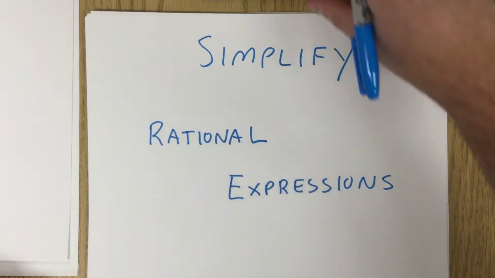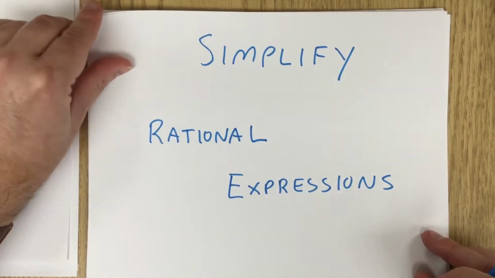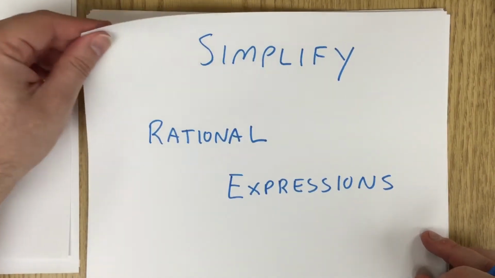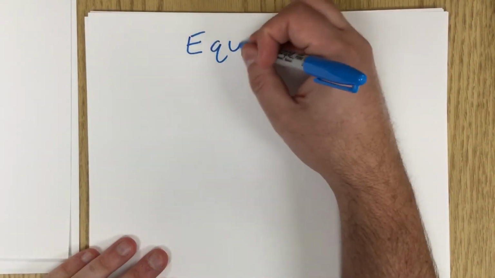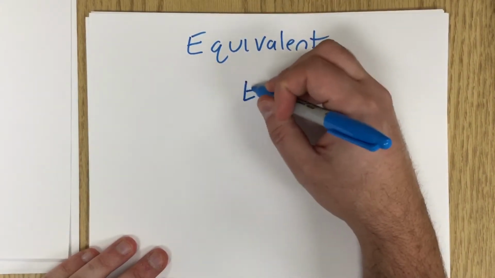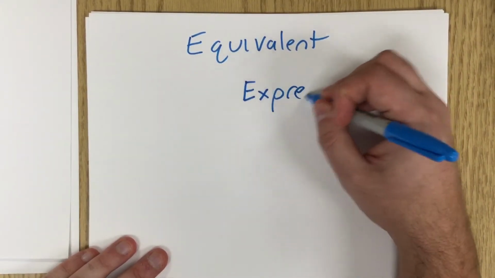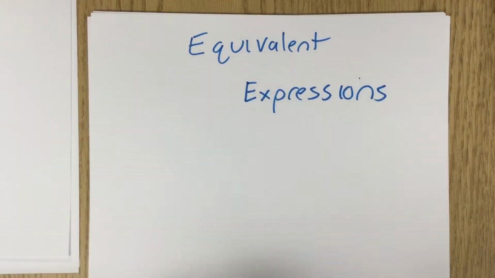We're going to start off by talking about simplifying rational expressions. So we're not solving anything, we're just simplifying. We're going to start off by talking about equivalent expressions, which is essentially what we're doing when we're simplifying.